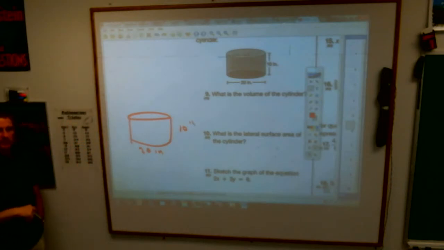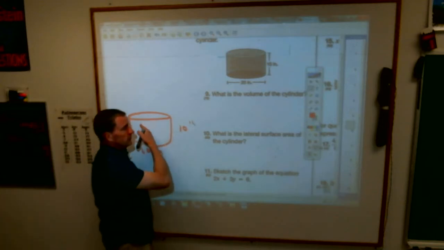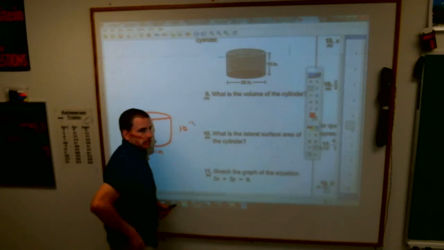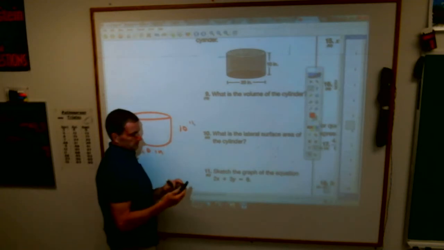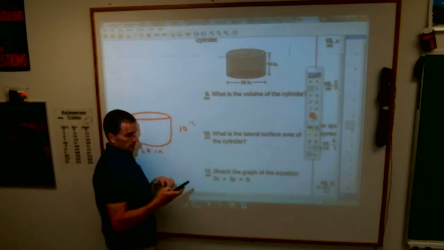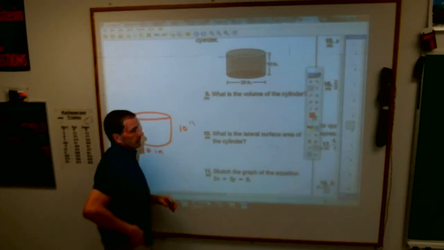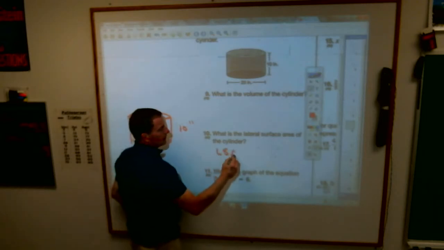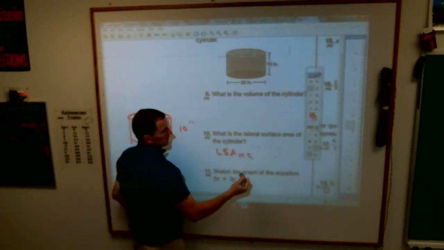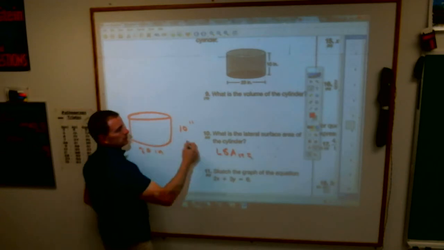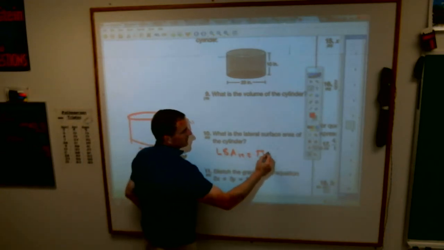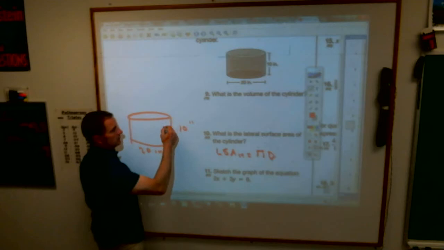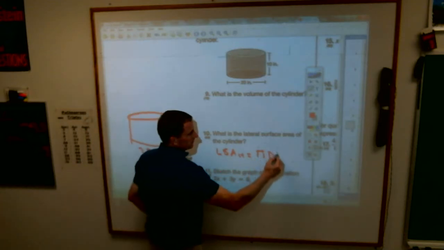And the note I would leave to myself is this. Lateral surface area of a cylinder is just the area of the label, the sides, not the two circles. Alright, and here would be the formula. That means the lateral surface area of a cylinder is the circumference of the circle, which is pi times diameter, times the height of the cylinder.